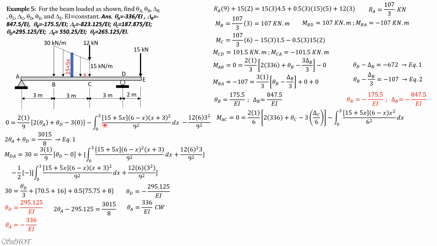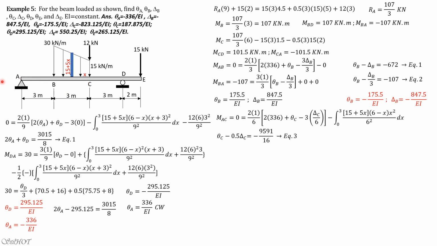Then minus the fixed end moment at A, because A is left, so it is negative. So it is equal to the integral of quantity 15 plus 5x dx. The distance of the strip from A is 6 minus x, while its distance from C is x. So that's why you have 6 minus x times x squared divided by 6 squared, from 0 to 3. So simplifying, theta C minus delta C over 2, or minus 0.5 delta C, equals negative 9,591 over 16. Call that equation 3.